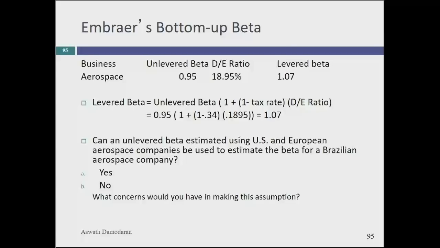Often when I tell people to use bottom-up betas, they listen, and then about 2 weeks later they say, look, it didn't work for me. I have a company that, I can't find any comparables. And I tell people that if that's the case, they haven't tried hard enough. Usually when you cannot find comparables, one reason is because you stay regionally locked in.